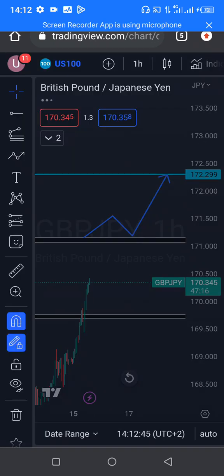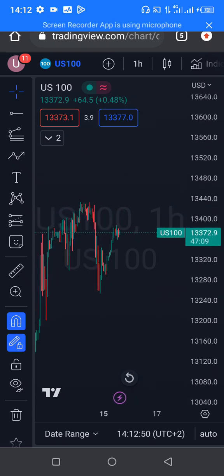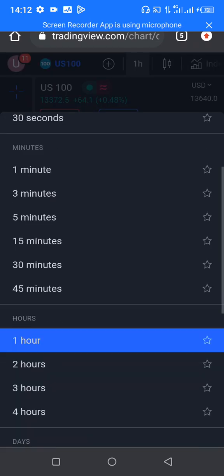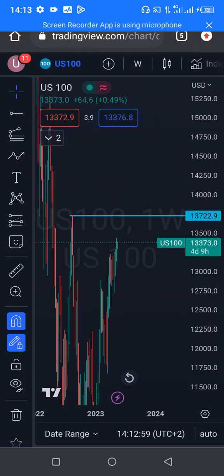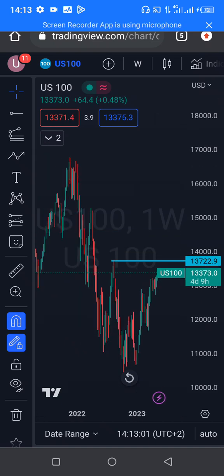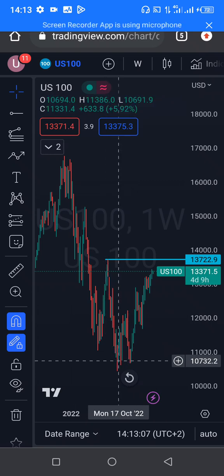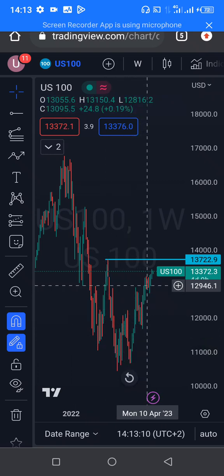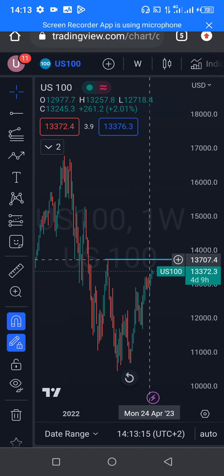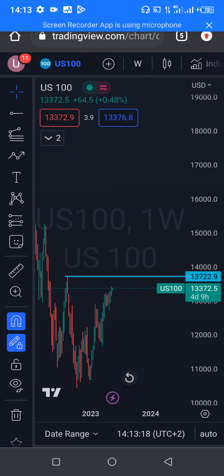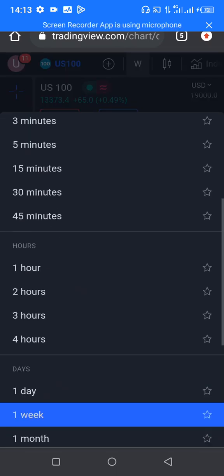So let's go to NAS100. On NAS100, go to weekly. On a weekly time frame, we are on an upward trend from here. We formed a double bottom around here, so we're starting to buy. So I'm going to buy up to this point over here, 137. So let's go to our 4-hour time frame.